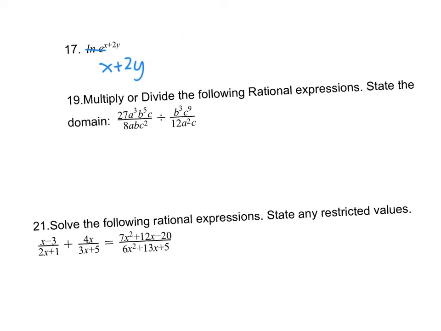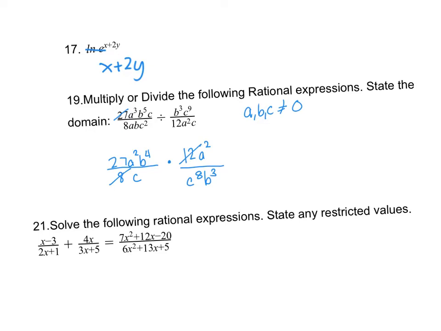Multiply or divide the following, state the domain. Well, we know that a, b, c cannot equal 0. I'm going to simplify. Let's see. So 27 a squared, 8 b to the 4th on top, c to the 1 on top, times 12 goes on top, a squared goes on top, c to the 8th, b to the 3rd goes here.